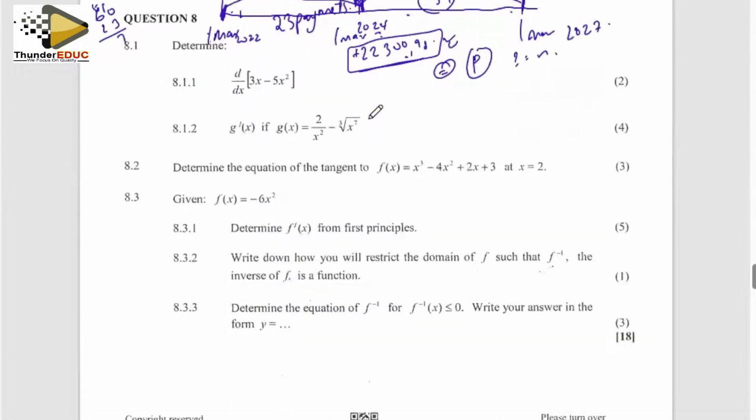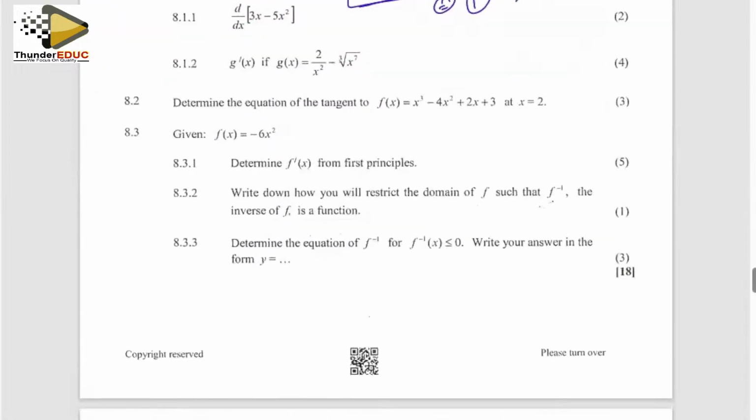All right, question number 8. 8.1, they want us to find d, 3x minus 5x squared dx. So it's just the derivative of that, okay? Regardless of how they tune it and try to confuse people. So using our rules, that's gonna give us just 3 minus 2 times 5, that's a 10x. That's the answer.